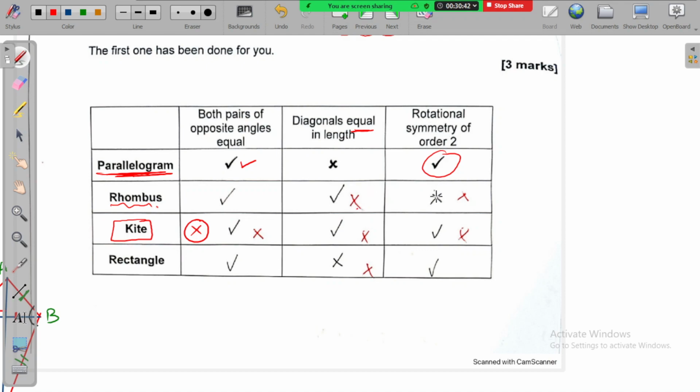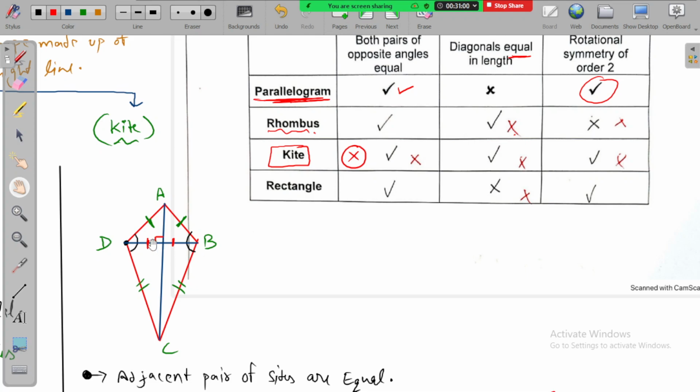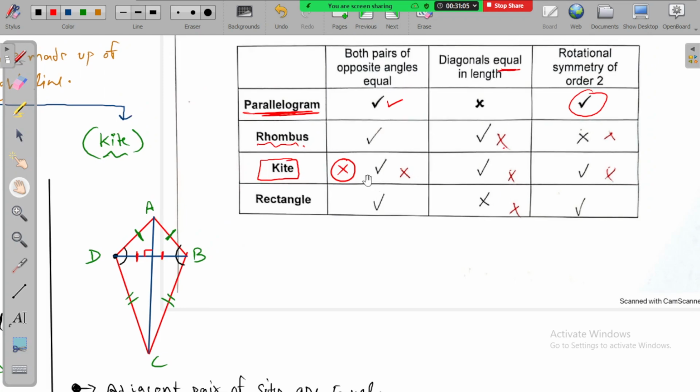Rotational symmetry of order 2. So yes, it has a rotational symmetry of order 2, because parallelogram has it, so it will also have it. Then comes the kite. Like we just discussed on this side, both pair of opposite angles are equal? No, only one pair of opposite angles is equal. D and B are equal. A and C are not equal. So that's why it is a no. What about diagonals equal in length? What will you say? Yes or no? Are they equal for a kite? No, they are not equal.